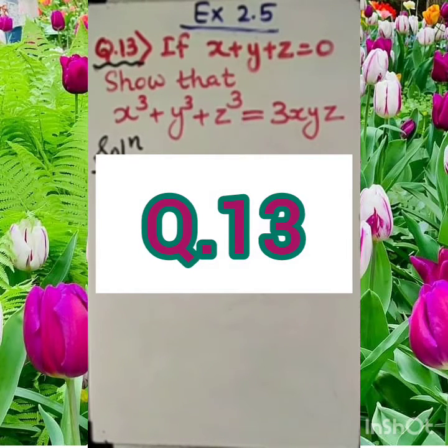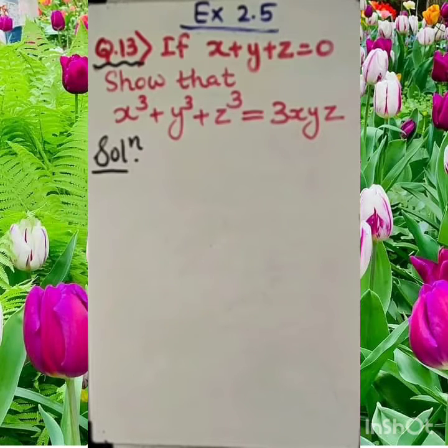Question number 13 is in front of you, student. If x plus y plus z equal to 0, then show that x cube plus y cube plus z cube equal to 3xyz. Fine. This is the question, which is quite easy.